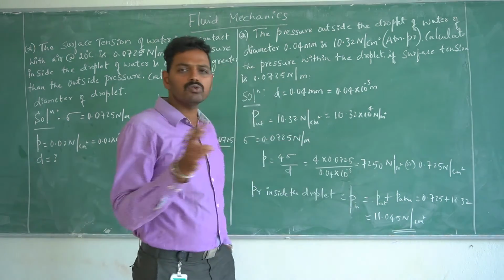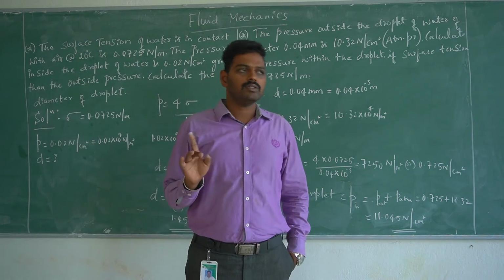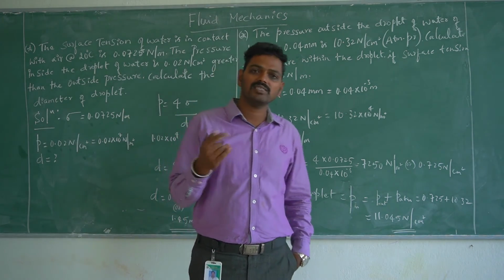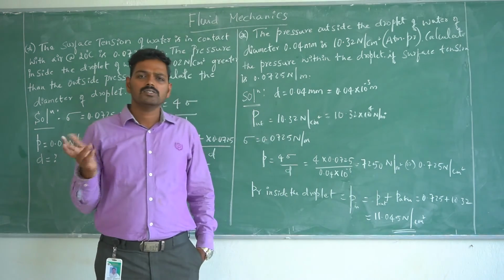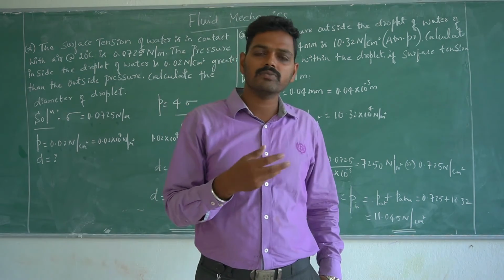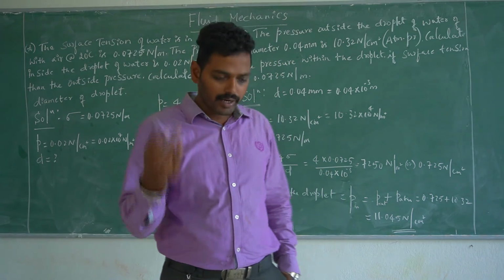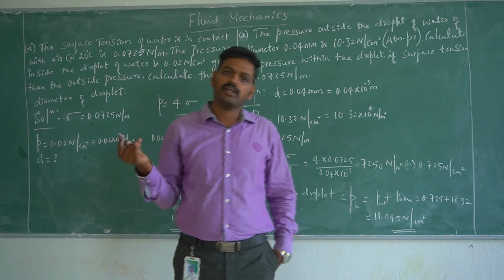So these are the two different numericals that can be expected in surface tension, whether they ask you to find the pressure inside the droplet, or they ask you to find the pressure outside the droplet, or vice versa. These two numericals are on the water droplet. So try to solve it for a hollow bubble, and one more condition is the liquid jet.